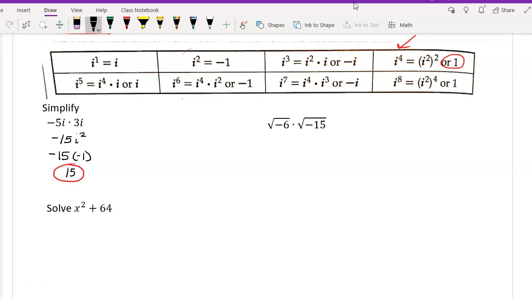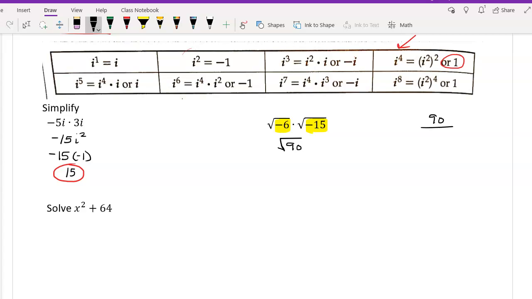All right, this next example, we have our numbers already in square roots. We have the square root of negative 6 times the square root of negative 15. There's actually several ways we can go about doing this. I'm going to multiply negative 6 and negative 15. All right, when I multiply a negative 6 times a negative 15, I get the square root of 90. Notice my negatives are gone, so I know this is going to simplify.